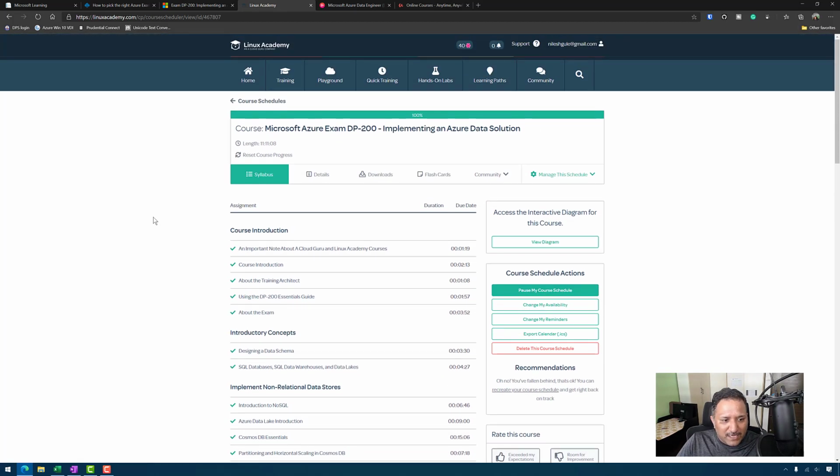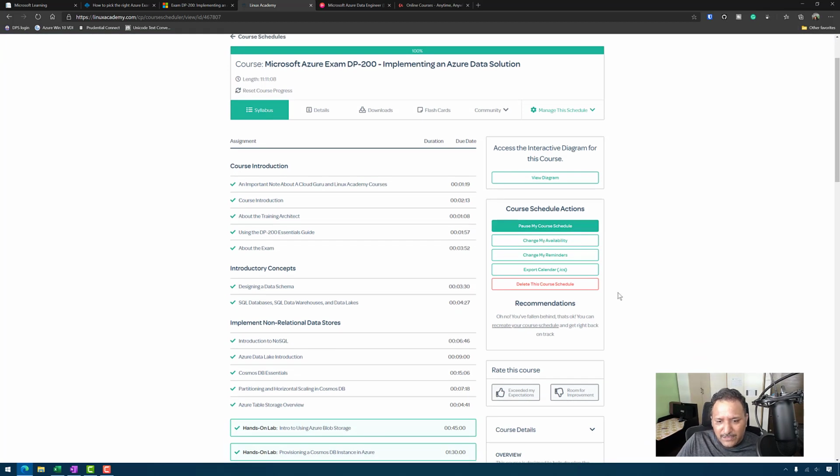And the good thing I find about LinuxAcademy is, first, it gives you the option to build your schedule. So when I register for a course, I can go and create a schedule.